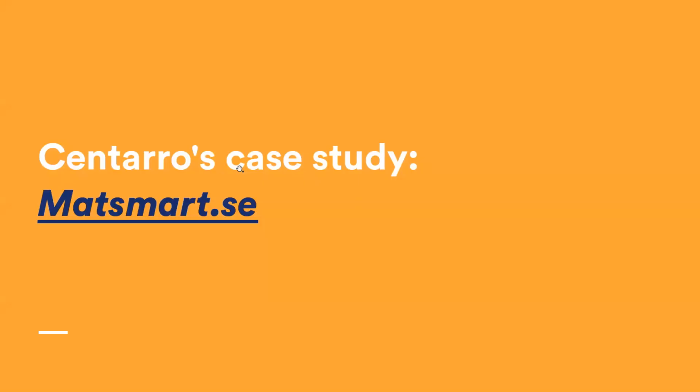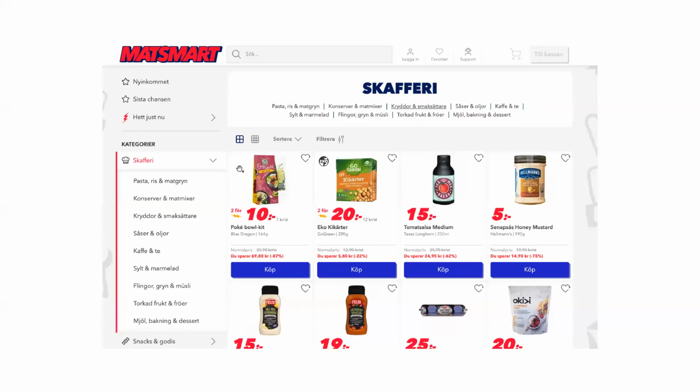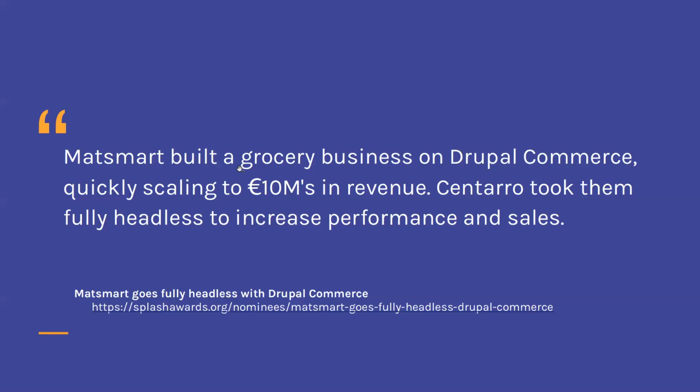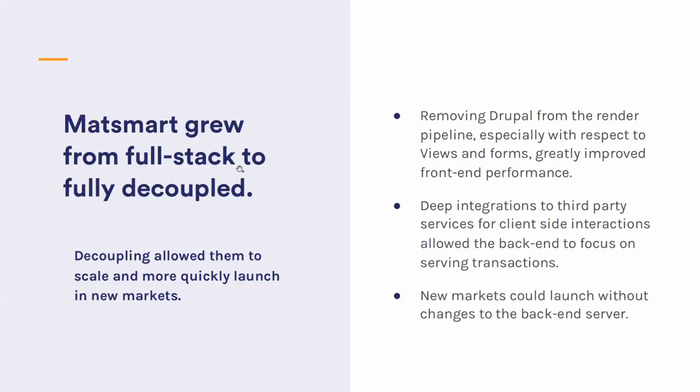And that will bring us to Centarro's case study for MaxSmart. This is a picture of their homepage. MaxSmart built a grocery system business on Drupal Commerce and quickly scaled to 10 million euros in revenue. With Centarro, we took them to a fully headless platform to increase their performance and sales. So they went from a full stack Drupal Commerce site, and then we slowly moved them over to a fully decoupled instance. And this allowed them to scale and also launch in more markets.